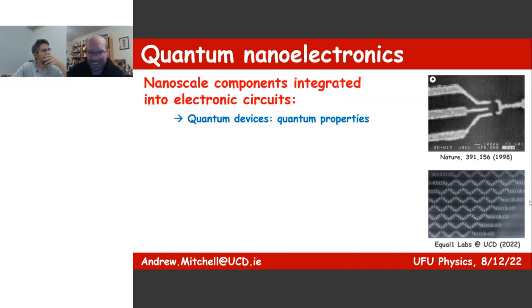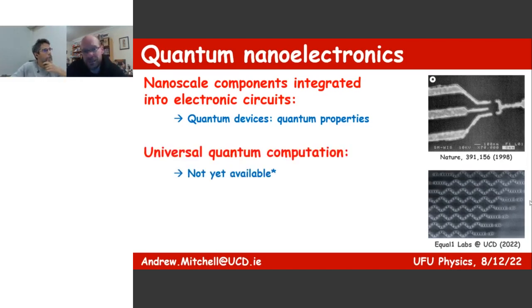I just want to comment that actually in the 25 or so years since that first device was made, actually from the Goldhaber-Gordon group, now people are actually leveraging commercial CMOS technology to make quantum dots, actually in computer chips. There is a spin-out company in my university, UCD, called Equal1 Labs, and they're actually using commercial CMOS processes to build arrays of quantum dots in computer chips, and cool them down with integrated electronics and actually do quantum experiments in a computer chip. Remarkable.